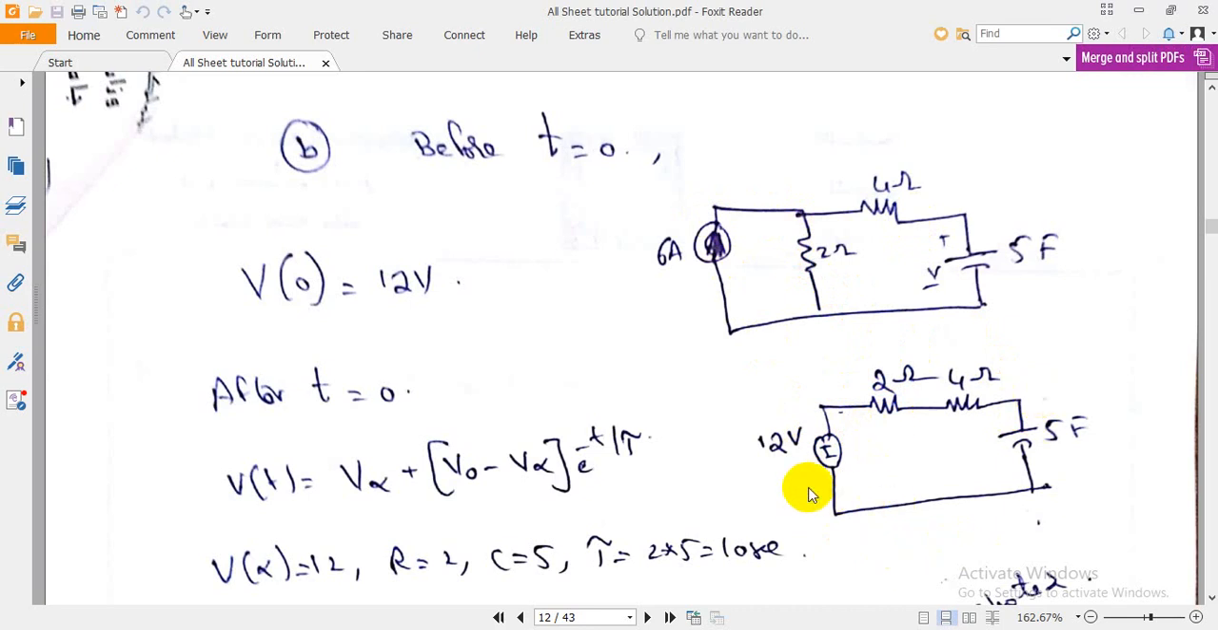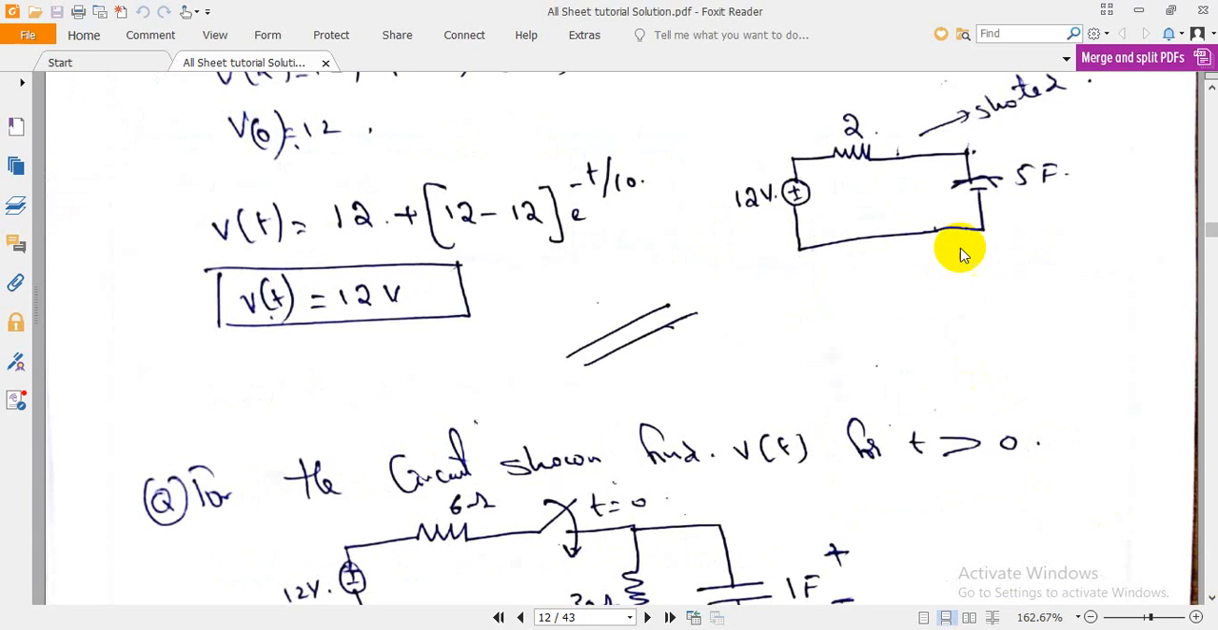Now what is V of 0? Very simple. The whole source will appear at the capacitance before t equal to 0. So V of 0 is 12 directly. Now after t equal to 0, there is a connection of the switch, and the 4 will be removed. It is the basic concept. So the circuit will be like this. This will be closed, and the 4 ohm will be removed.